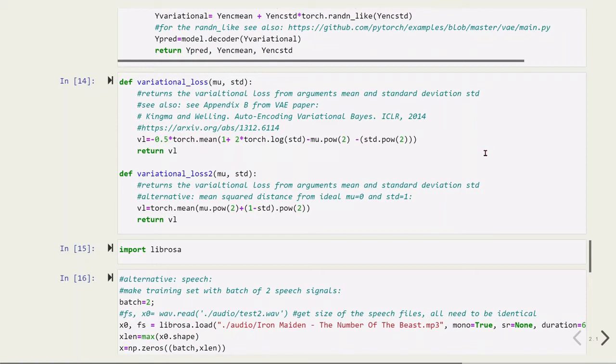You can see it from the paper Auto-Encoding Variational Bayes, that was the equation that we talked about before. But we can also have an alternative, which is the mean square distance from the ideal mu equals 0 and sigma equals 1, that is given here.